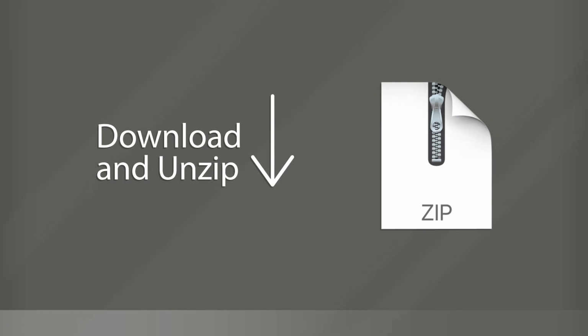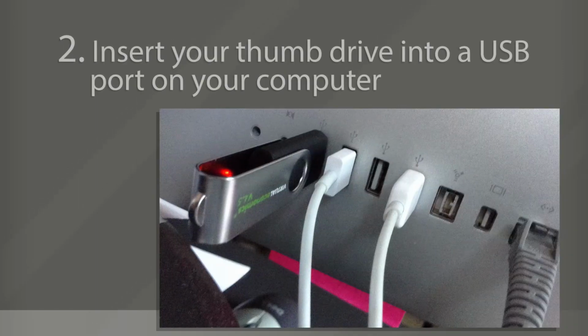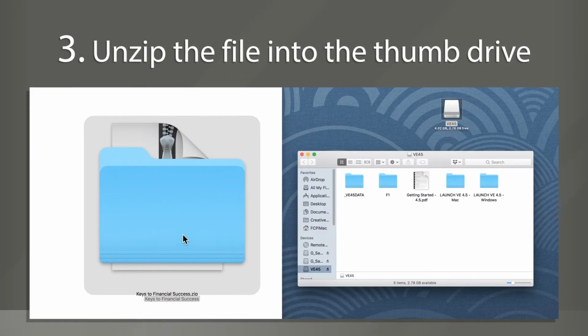Follow these directions carefully. 1. Save the zip file keys-to-financial-success.zip to your computer. 2. Insert your Council for Economic Education Virtual Economics 4.5 Thumb Drive into a USB port on your computer. 3. Unzip the Keys thumbdrive.zip file into the main directory of your Virtual Economics 4.5 Thumb Drive. The result should be that you now have a folder called Keys to Financial Success in the main directory of your thumb drive.